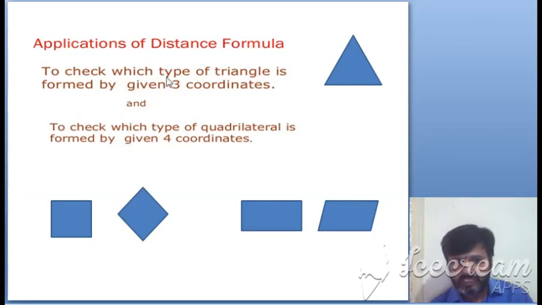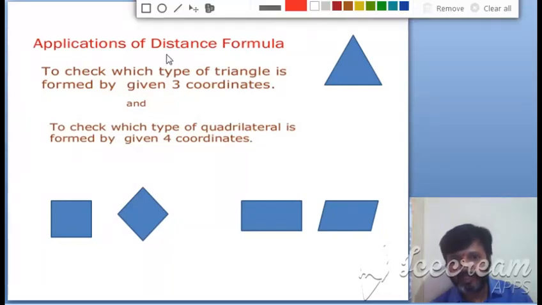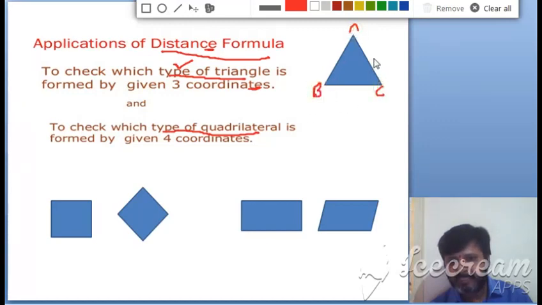Students, when the question is asked about type of triangle, or the name the type of quadrilateral, then we are going to use the distance formula. I repeat once again. When the question is asked about type of triangle or type of quadrilateral or name the quadrilateral, then we are going to use the distance formula. We will see type of triangle when 3 vertices or coordinates are given. So we have to find the side AB using the distance formula, then BC, CA.